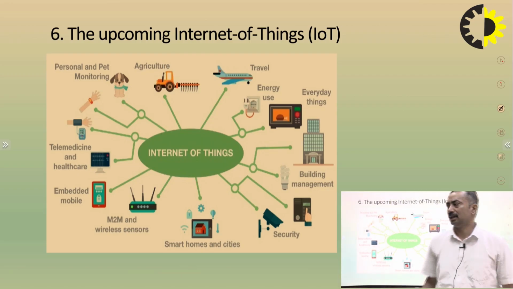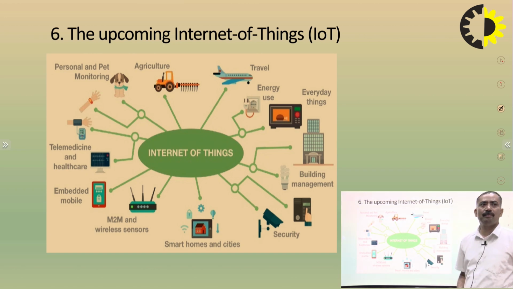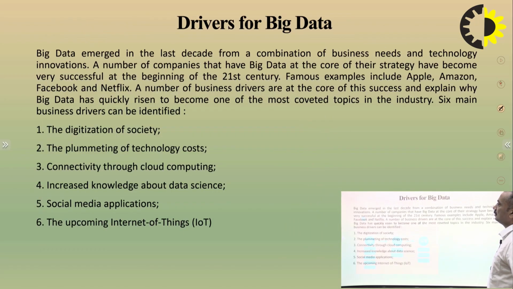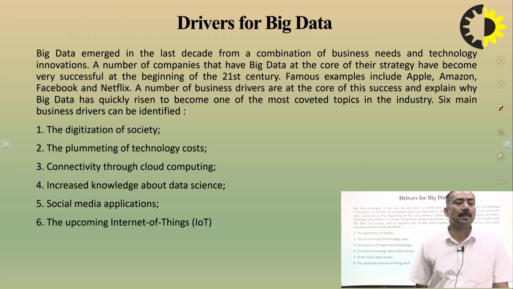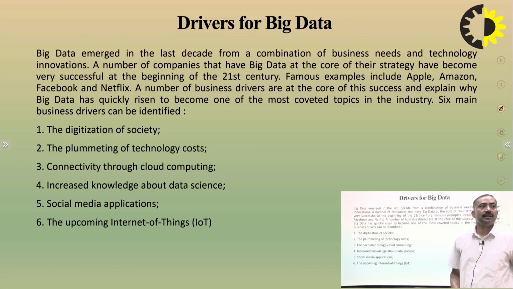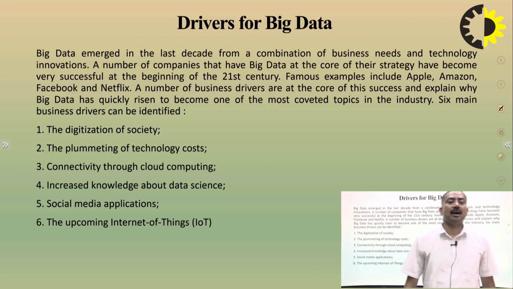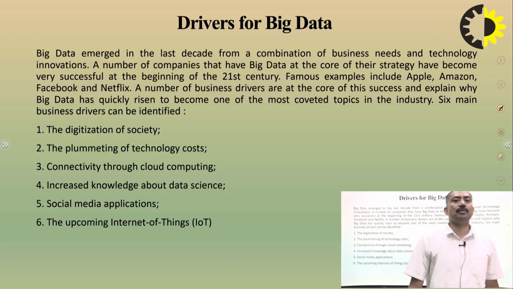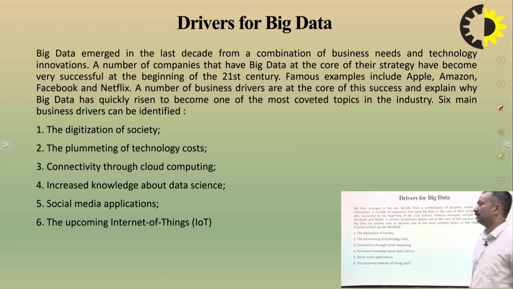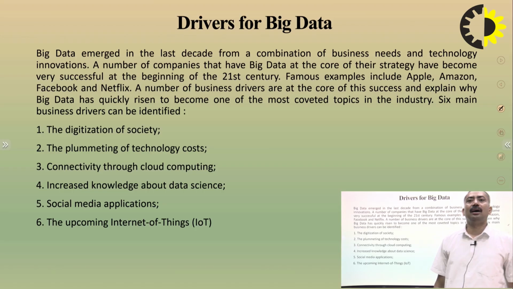So this is the last example of big data. Just to summarize the drivers of big data, these are the six drivers: digitization of society, plummeting technology cost, connectivity through cloud computing, increased knowledge about data science, social media applications, and the upcoming Internet of Things. These six are the main drivers for big data, and the examples show why big data is necessary.